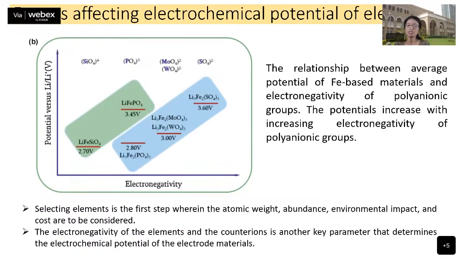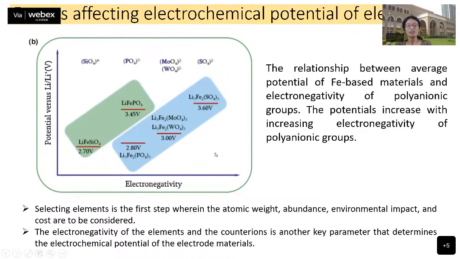This particular graph is showing the relationship between the average potential of iron-based materials and the electronegativity of polyanions. So instead of oxides, you now have either phosphates, molybdates or sulfates. What is the general trend you see here? As we move from lithium iron phosphate to lithium iron tungstate to lithium iron sulfate, the potential keeps on increasing. So with increasing electronegativity of the polyanionic group as well, the electrochemical potential keeps increasing.